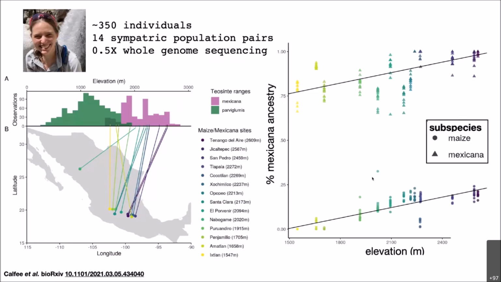And first, we just estimated for each individual what percent Mexicana ancestry it had. And we see that both in maize, shown on the bottom, and Mexicana on the top, we get this nice correlation between Mexicana ancestry and elevation. Consistent with our earlier results, as you go up in altitude, maize gets more and more of its ancestry from the second teosinte, Mexicana, so much that some individuals at the highest elevation are 30 to 40% Mexicana. We see the same pattern in Mexicana, so that you get less maize ancestry or more Mexicana ancestry in teosinte as you go up in altitude, suggesting to us that there was perhaps selection for more teosinte ancestry at high elevation.